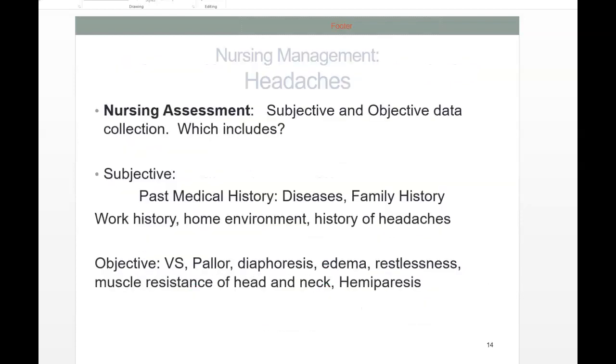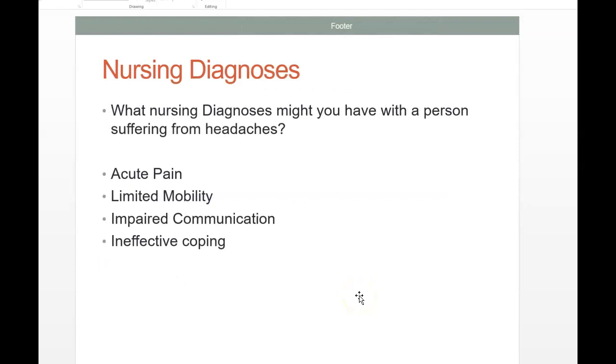Nursing assessment will include subjective and objective data. For subjective data, they will give you their past medical history of diseases, any family history, work history, home environment, and history of headaches. The objective data would be vital signs, skin color, are they pallid, do they suffer from diaphoresis, edema, restlessness, muscle resistance of the head and neck, or any hemiparesis. Nursing diagnoses: what nursing diagnoses might you have with a person suffering from headaches? Acute pain, limited mobility, impaired communication, and ineffective coping.